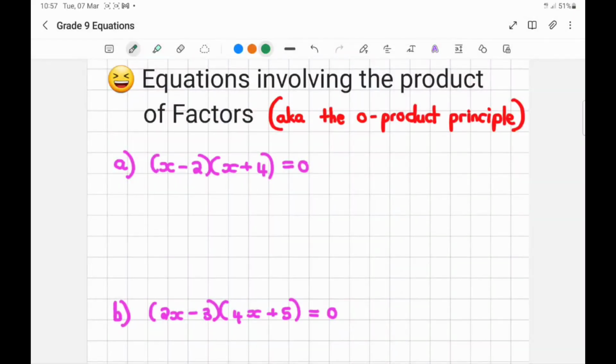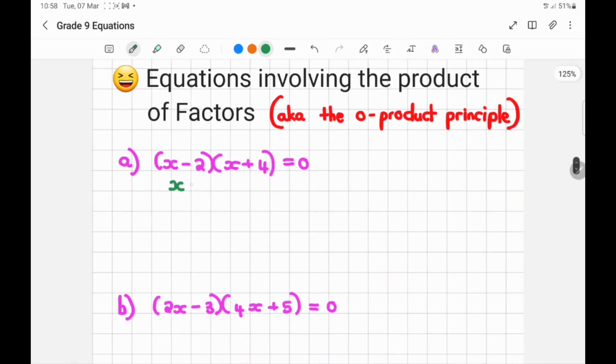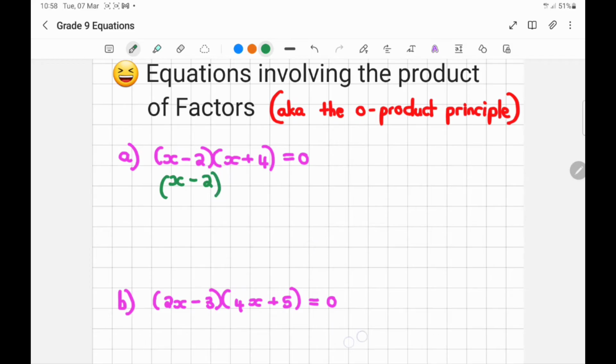All right, so before we get to using factorization with equations, I just want to make sure that you understand what to do when you've got two brackets that are equal to 0. So the equations involving the product of factors, aka the zero product principle. Okay, so you don't have to know all these fancy words. It's just to explain to you what to do. So very, very important. If you get two brackets equal to 0, then we're going to take each bracket separately, and let me just write a bit neater.